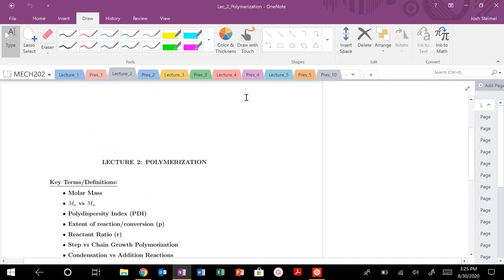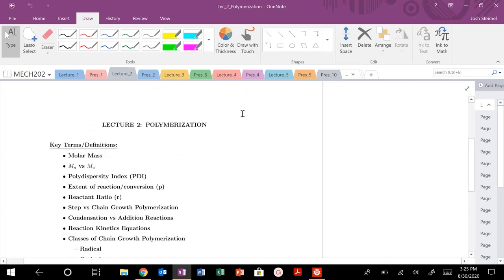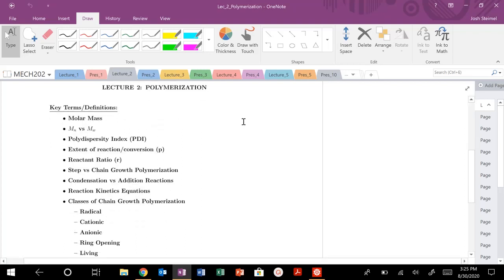Back. We are on lecture 2 of our polymer course, and this time we're going to get into, you can see there are lots of key terms and definitions here. Today we're going to be talking about molar mass, in this video in particular: number average molecular weight versus weight average molecular weight, polydispersity index. So that'll be our first video. Then we'll talk about the Carothers equation and the extent of reaction P versus the reactant ratio R.